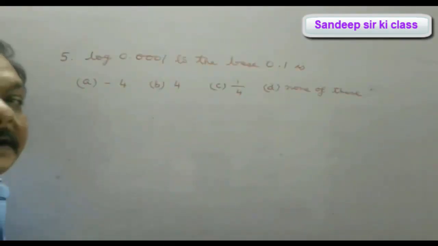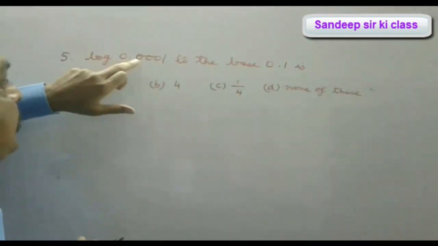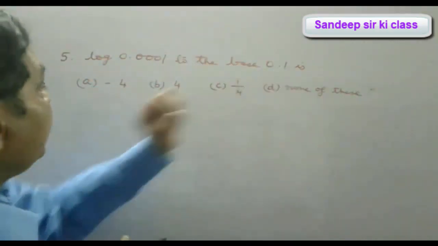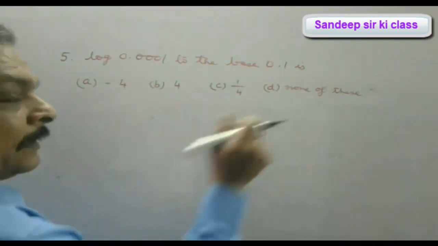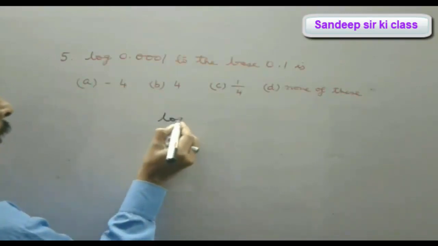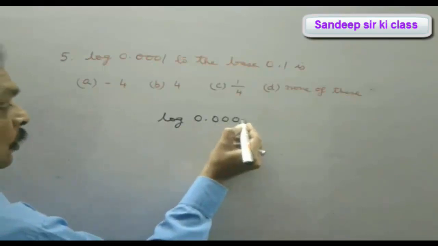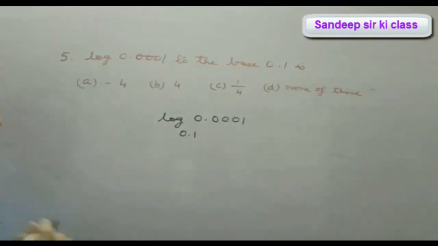Now we will see question number 5. Question number 5 is log of 0.0001 to the base 0.1: the options are minus 4, 4, 1 by 4, none of these. Now here we are to calculate log of 0.0001 to the base 0.1.